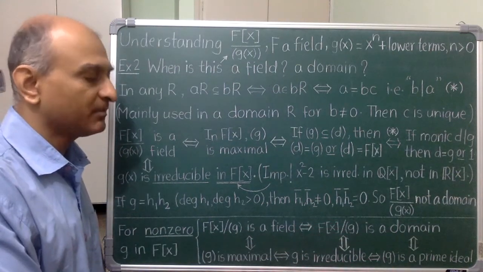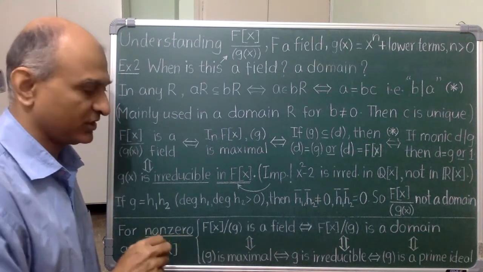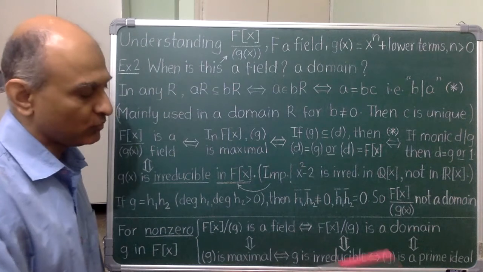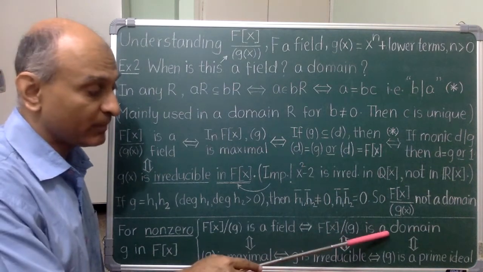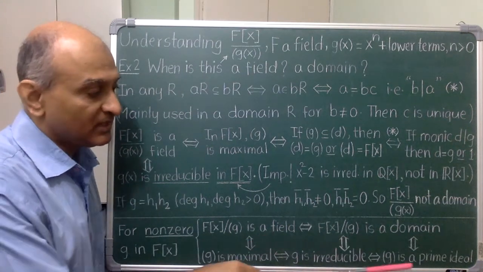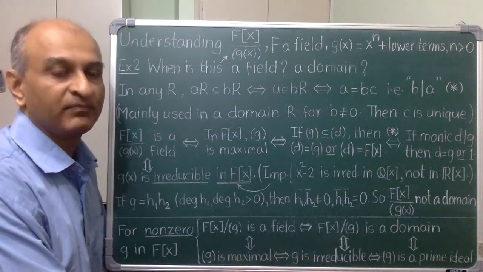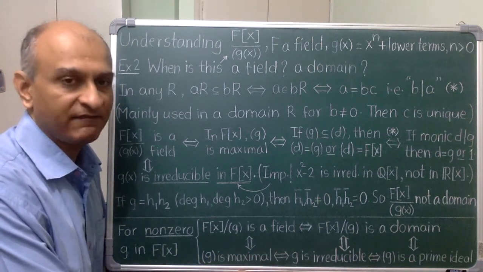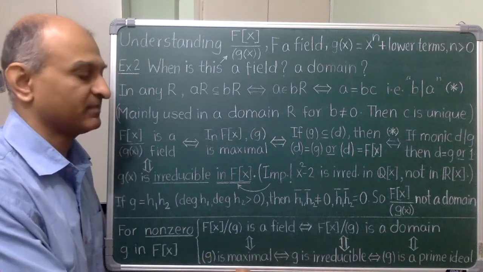A small but important note. All this works only for non-zero g. If g is 0, then I just get the ring F[x] itself, which is a domain but not a field. Said another way, 0 is a prime ideal but it is not maximal. However, in the special ring F[x], every non-zero prime ideal is maximal.